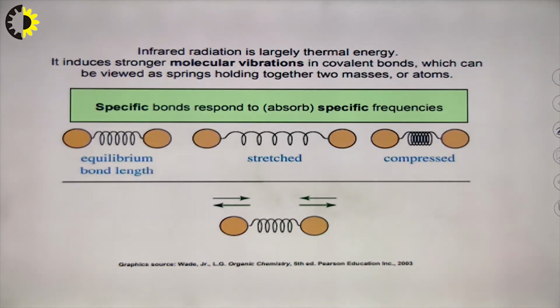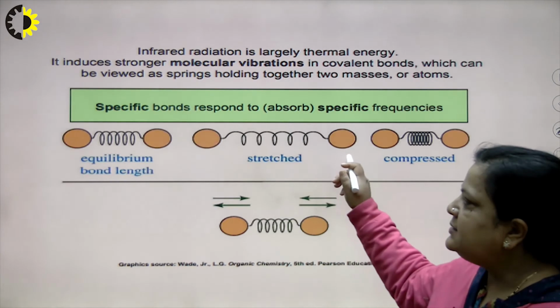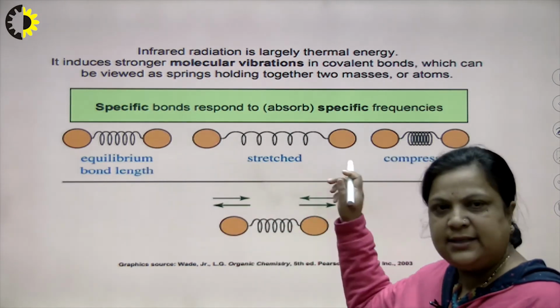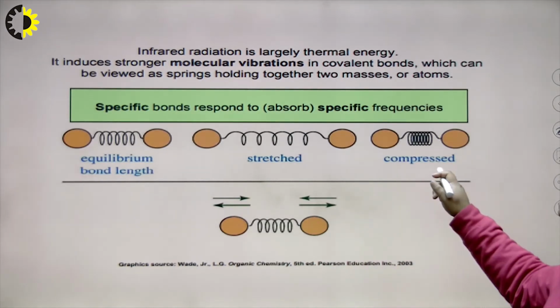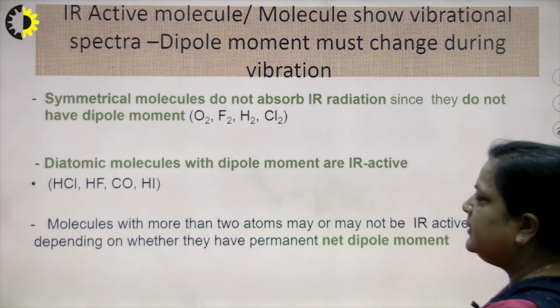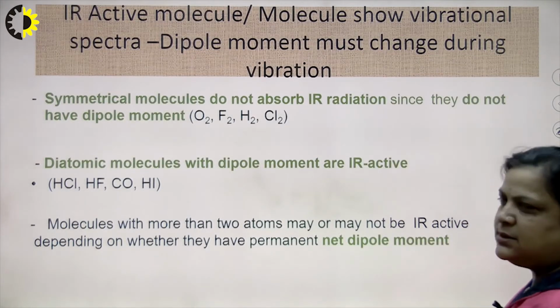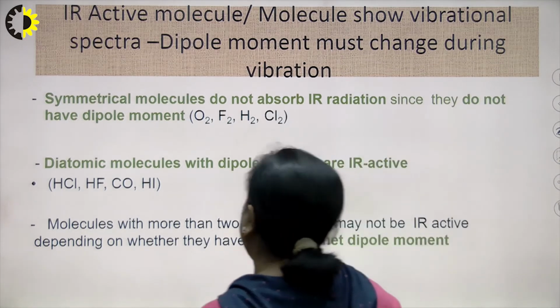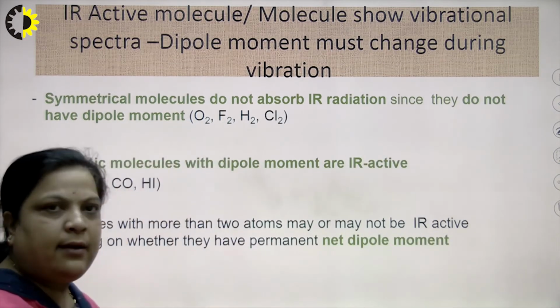The specific bond responds to specific frequency. Stretching is like this. This is the equilibrium bond length, and if we stretch the bond, it is like this. If we compress, then like this. We will discuss all this stretching and bending in the next slides. But before this, there is a point: which type of molecule will give IR spectra?